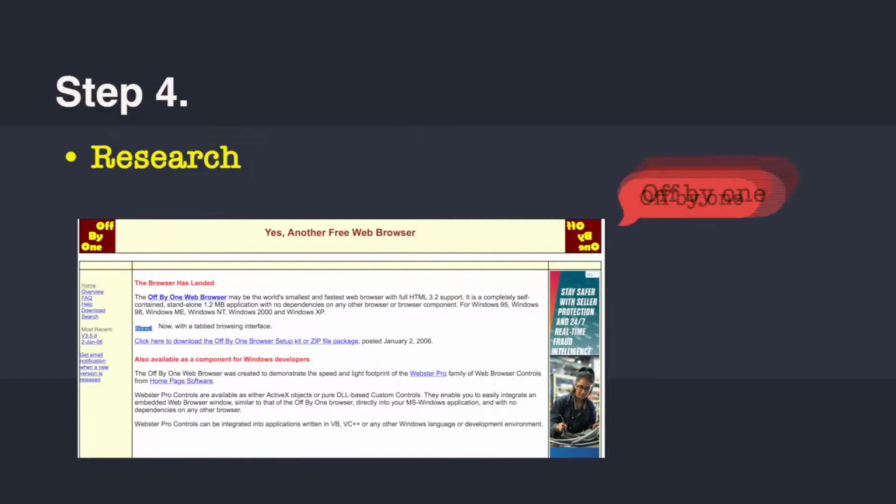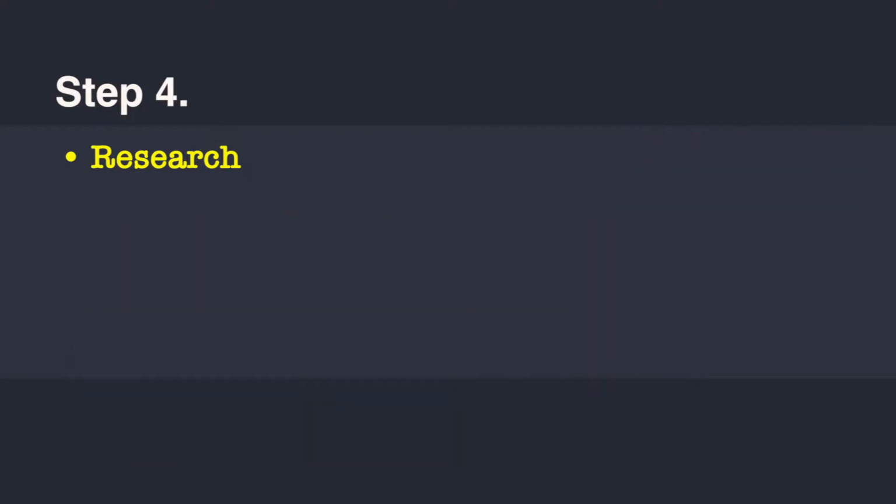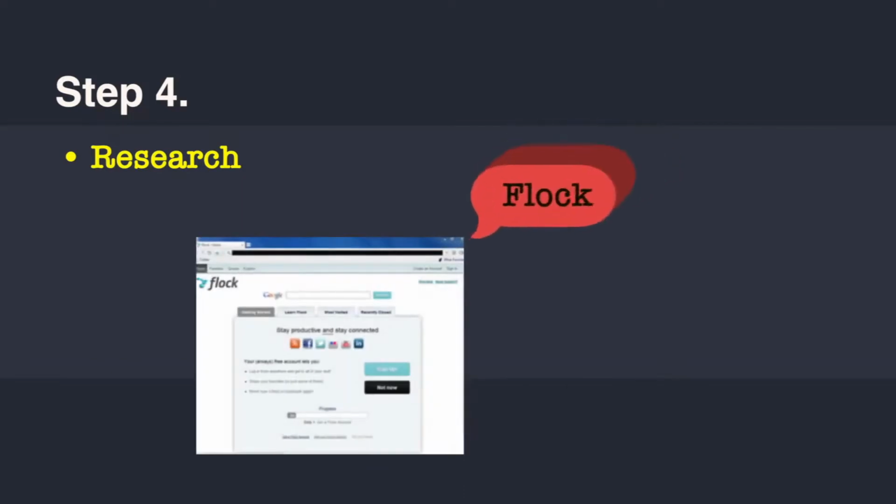Interestingly, there are browsers which are as low as 1.2 MB in size. Name of that browser is Off-by-One, O-F-F-B-Y-O-N-E, Off-by-One. It is as tiny as 1.2 MB. And there are browsers such as Flock, which has all the social media networking plugins inbuilt. Though as of date, the support for the browser has ended, the last stable version is still available.